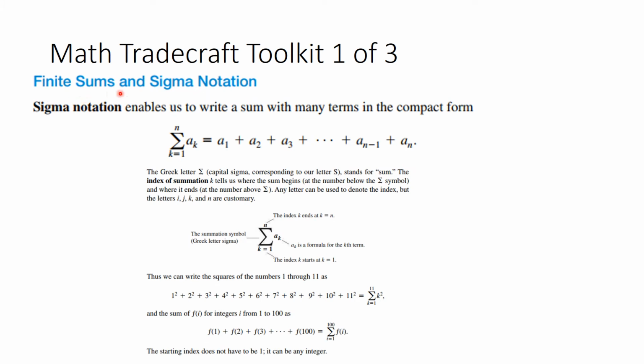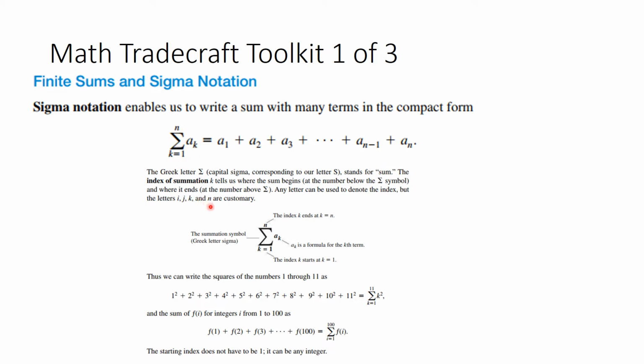First thing is you need to understand what these finite sums are in the sigma notation. So the sigma notation enables us to write a sum with many terms in a compact form. So instead of writing a1 plus a2 plus a3 plus dot dot dot plus a sub n minus 1 plus a sub n, we can just say this is the summation, that's the sigma sign, k equal 1 to n. I put k equal 1, then I put a plus sign, then I put k equal 2, put a plus sign, so on and so forth, and I do that all the way up to n.